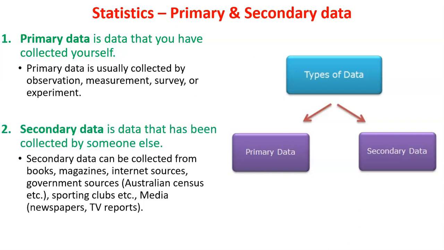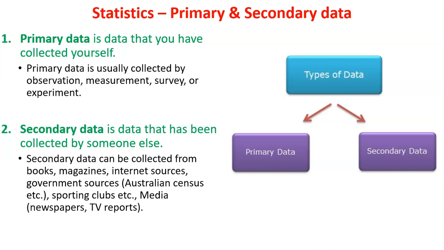Secondary data is data that has been collected by someone else. Okay. Sometimes we can get secondary data from books or magazines or internet sources or from the government. Now there's an Australian census that takes place, for example, where they interview everyone, sporting clubs, from the media, from newspapers. So we can look at certain data from those different types of sources. We don't collect them ourselves.